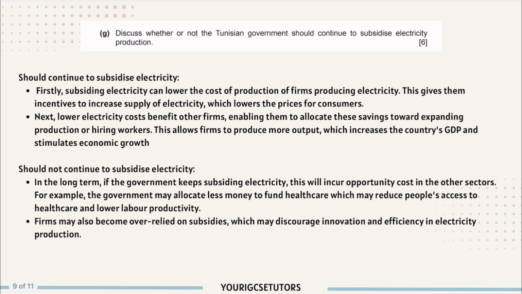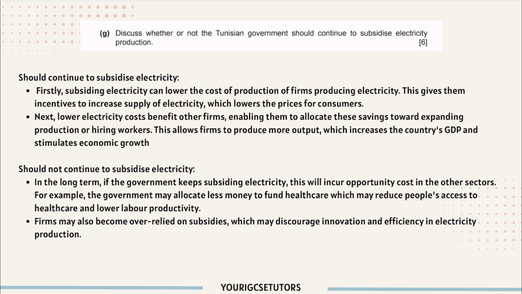Question G. Discuss whether or not the Tunisian government should continue to subsidize electricity production. So for this kind of question, you need to write both sides. You can either write 2 points for and 1 point against, or the other way round. So I'll just give you 4 points so that you can choose what to write.